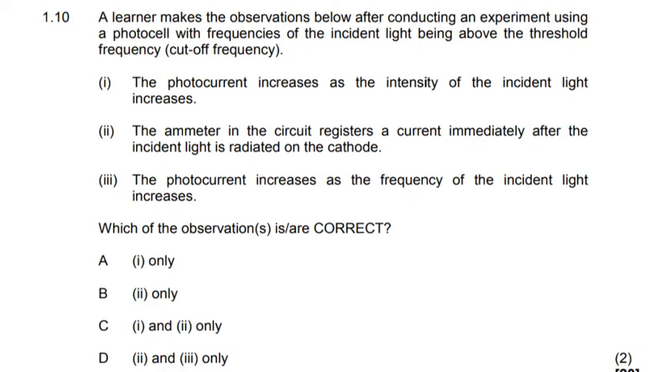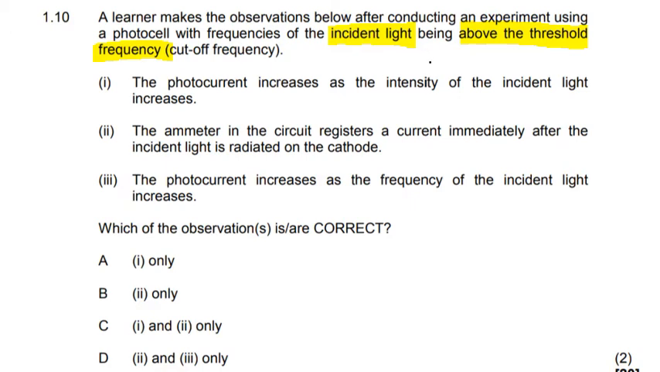Interesting question. Now, for multiple choice questions, you just need to be careful about what is actually given to you before you even try to decide, is this going to be A, B, C, or D? So now let's read this carefully again and pull out the important information. The important part about what this learner is doing is that the incident light he's using has frequencies that are above the threshold frequency. So now your theory must come in here.